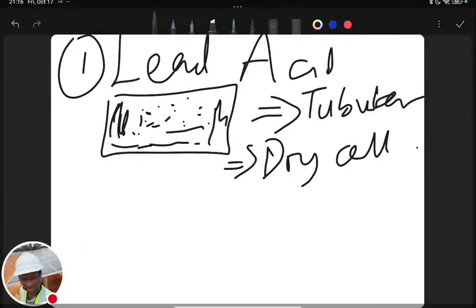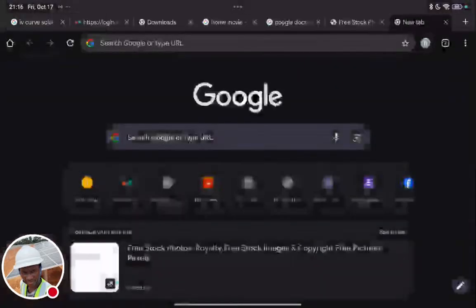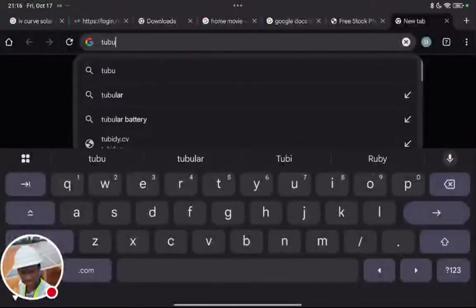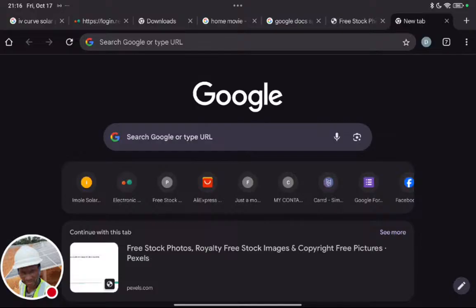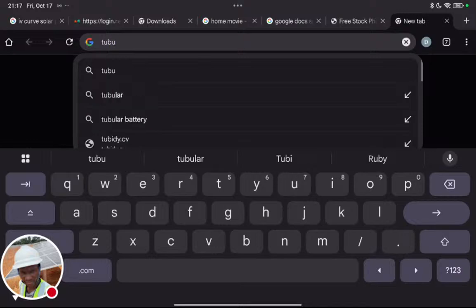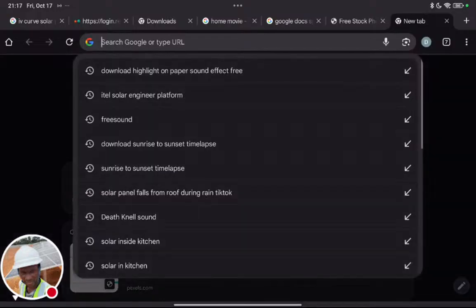Oh, just in case you are not familiar with this different battery. What is wrong with? Why is it not searching?